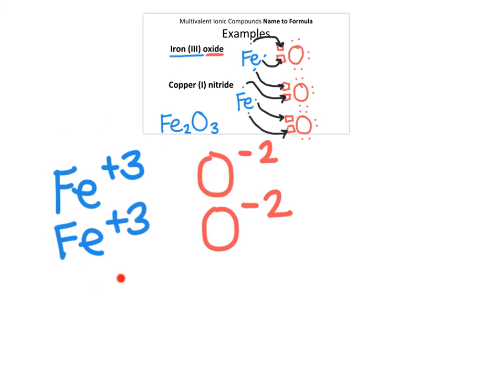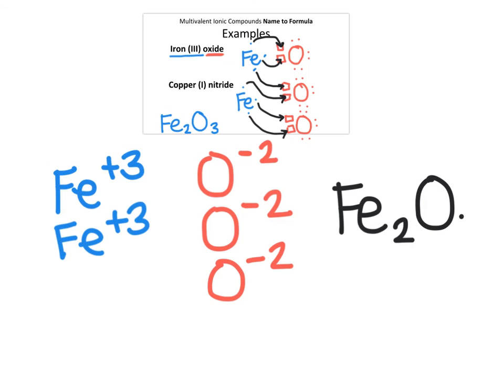Now I have +6 and -4, which still doesn't cancel each other out. So I'm going to add more negatives. Now I have a +6 and a -6. Those two cancel each other out. So I'm done. I'm going to do the same thing I did before and count the number of each element. I have 1, 2 irons. So I'm going to start with that in my formula, Fe2. And then I have 1, 2, 3 oxygens. So that's my second part of the formula, O3.